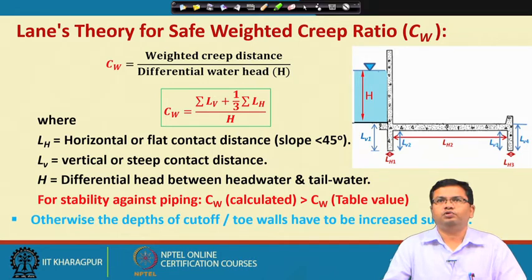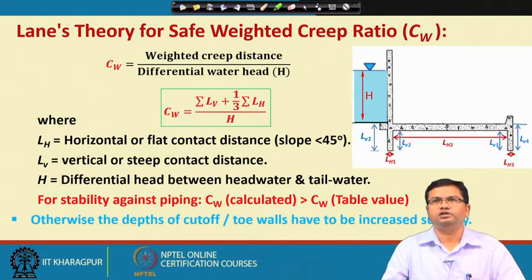The length theory for safe weighted creep ratio is given by CW. So, CW equals the weighted creep distance, that we have already estimated as the summation of LV. So, LV equals LV1 plus LV2 plus LV3 plus LV4, and 1/3 of the horizontal distance, that is 1/3 of LH1 plus LH2 plus LH3 as shown in this figure, divided by capital H. Capital H is the driving or static water head which is causing this seepage or the piping failure.